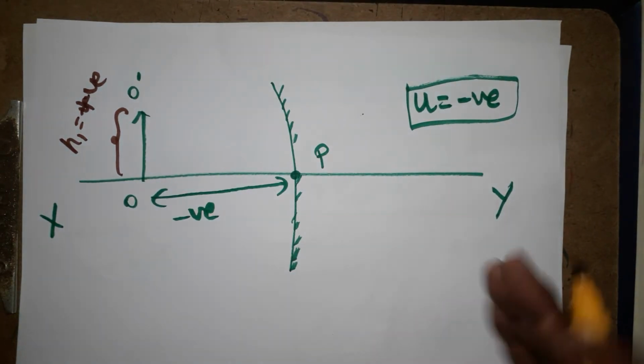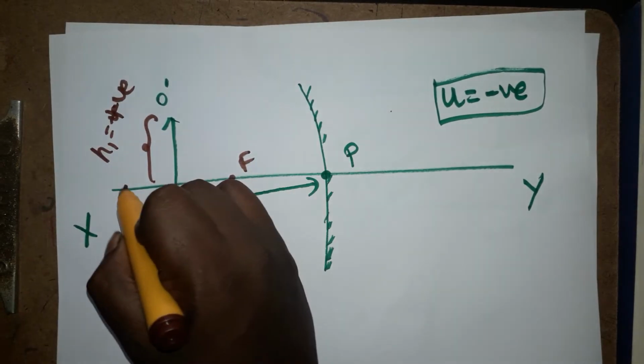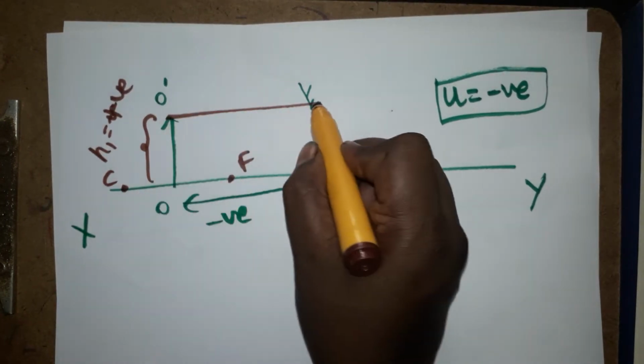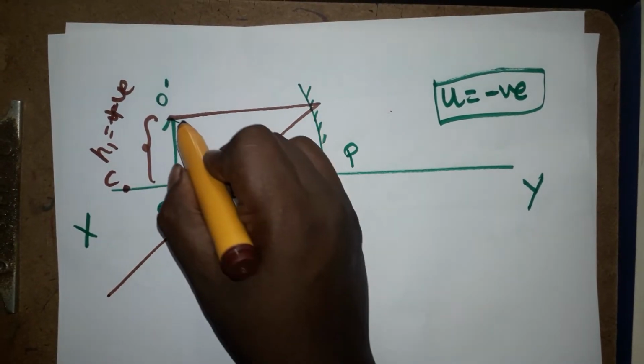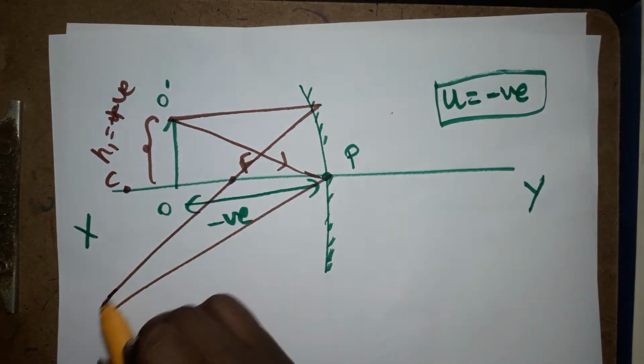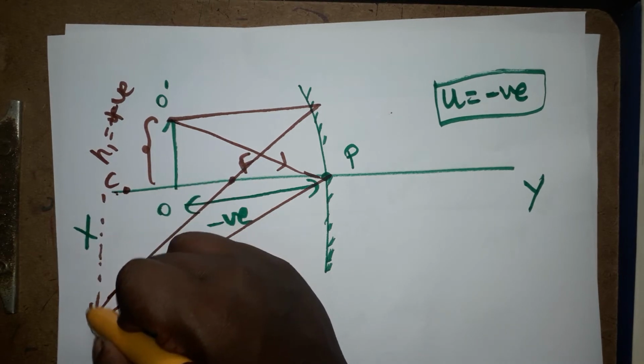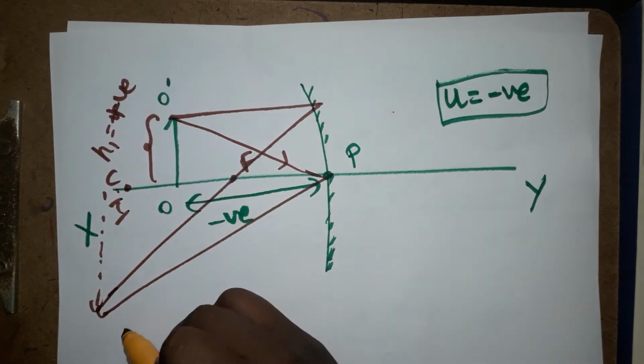Now I will draw the example diagram. Here I have taken F, and here I have taken C. The parallel ray will go through the focus. The ray at the center will be reflected at the same angle. The image is formed here. I dash is taken as the image.